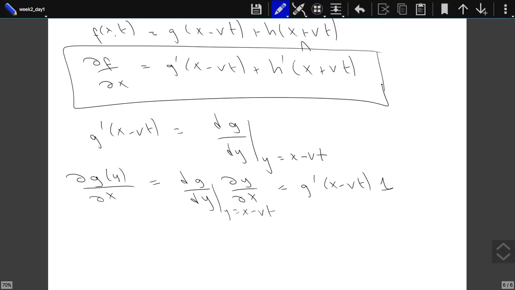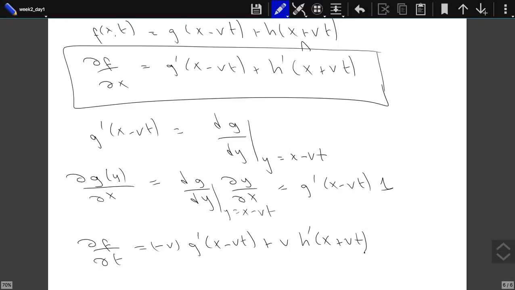Let me look at the derivative of f with respect to t. I will use the same reasoning, but keep in mind that here, instead of x, I'm taking the derivative with respect to t. The derivative of y with respect to t is minus v in the first term and plus v in the second term. So it's minus v g prime at x minus vt plus v h prime at x plus vt. These two derivatives don't look related for a general g and h, because in the derivative with respect to x, the sum of the derivatives of g and h appears, and here is the difference of the derivatives. But I can cure that.